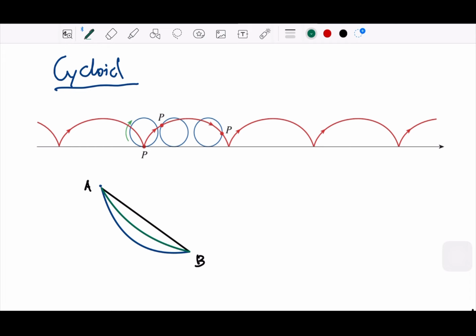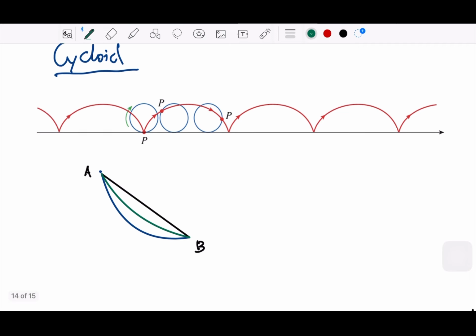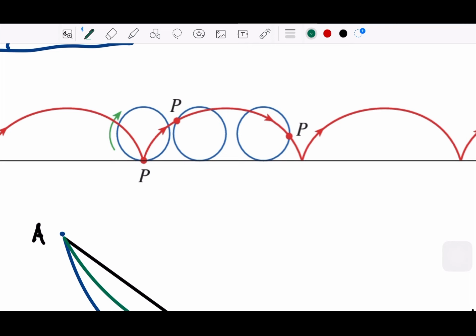So that's actually one case that, if it's a cycloid trajectory, the time from point A to point B will be the least. It will be the least time sliding for those objects. And now, let's observe how we could break down the components of the cycloid.